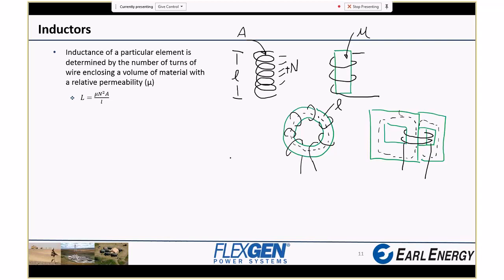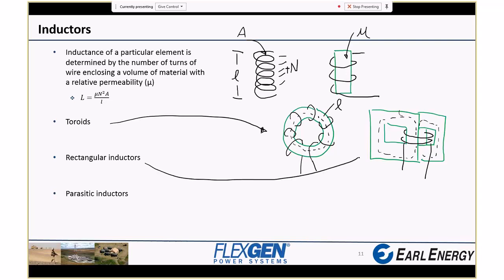Okay, so that's some ways of constructing. So toroids, that's this guy. The rectangular inductors are these guys. Parasitic inductance. I kind of hinted at it earlier that when you have a wire, it generates the magnetic field around it. Well, it's kind of like a one-turn inductor.